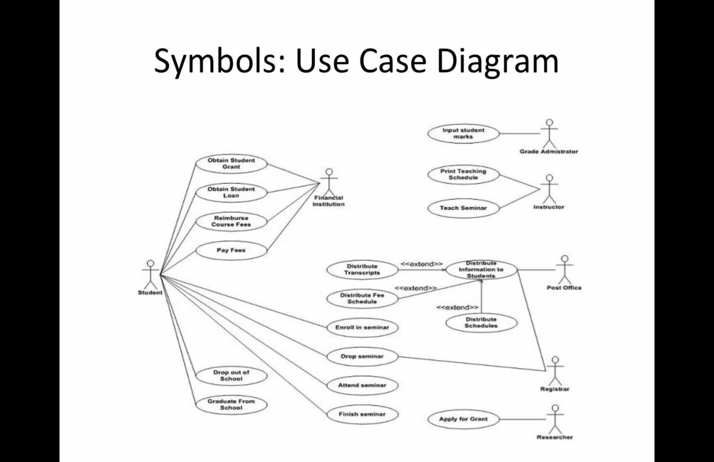So you can see the student can do multiple things. They can try to obtain student grants, loans, reimbursed fees, pay fees. They can drop out of school, graduate from school, or attend a whole bunch of different seminars or things like that. And this would be the example of a behavioral model or use case diagram.